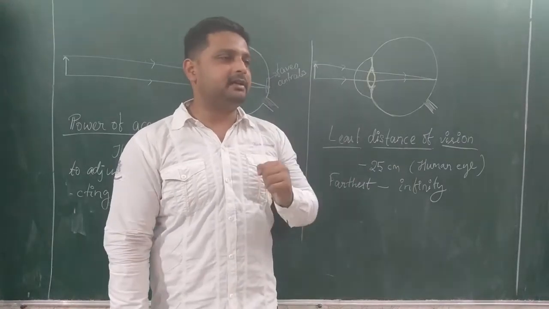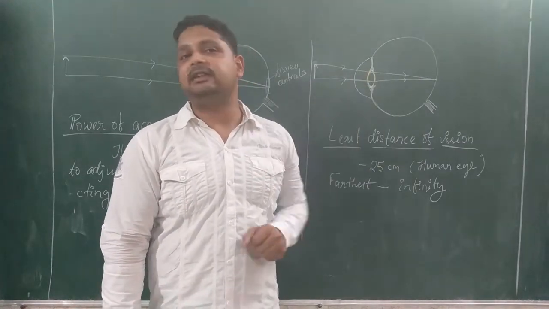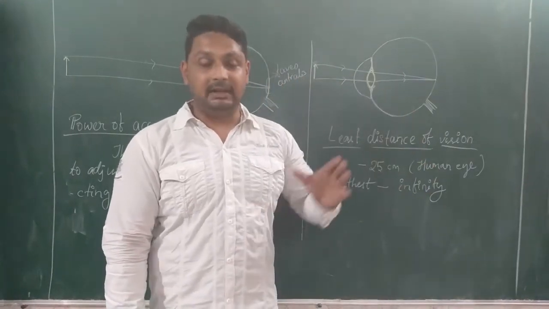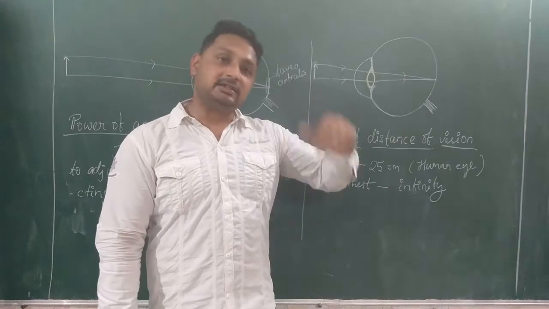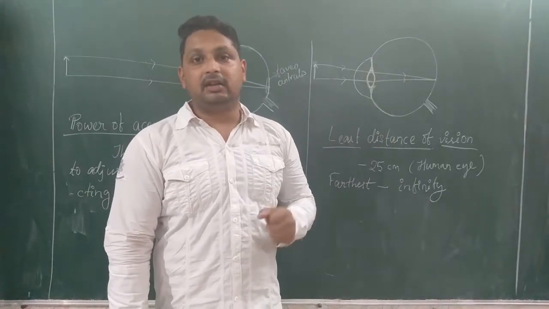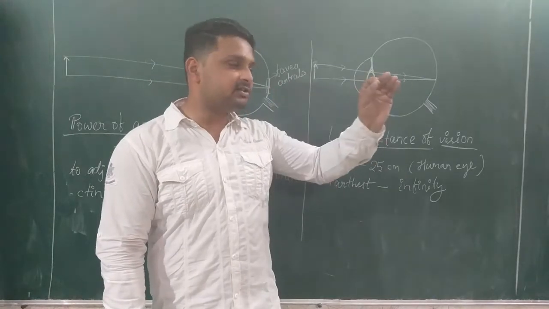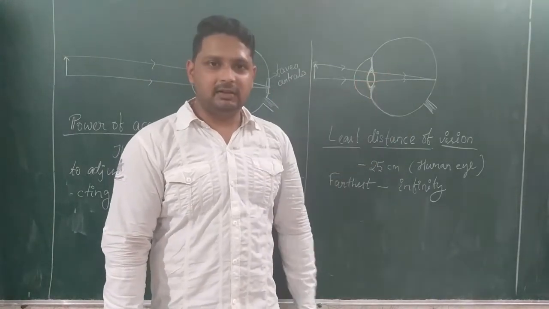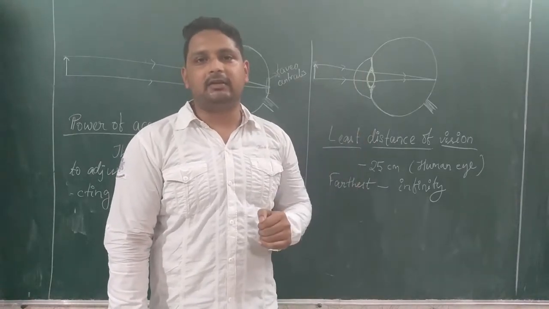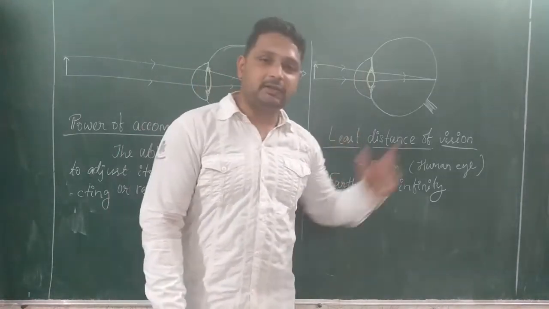For example, we can see celestial objects like the moon and the sun, and stars which are even farther from us, with our naked eye. So the farthest point of the human eye is infinity, provided that there is no blockage in between. Now pause the video and note it down.